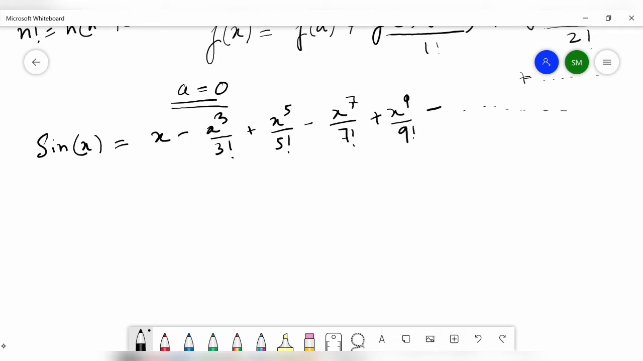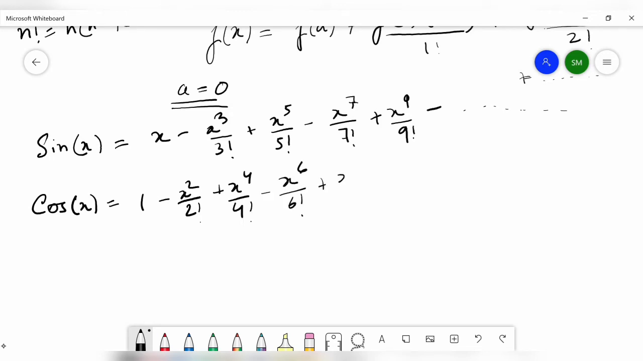It goes on like this infinitely, right? So this is the Taylor expansion for sin x, and similarly for cos x you can write something similar. You can write cos of x equals 1 minus x squared by 2 factorial plus x to the power 4 by 4 factorial minus x to the power 6 by 6 factorial plus x to the power 8 by 8 factorial, and so on and so forth, and it goes on like this.